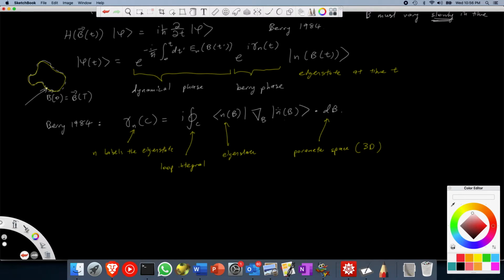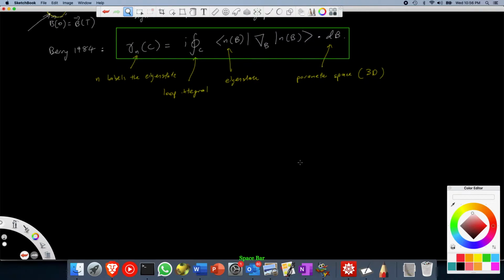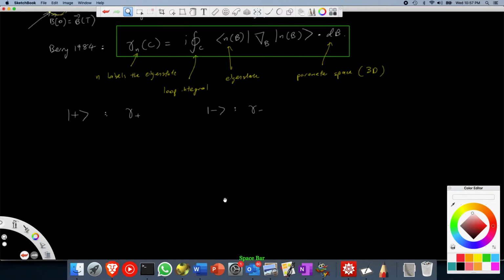So this is the expression for Berry phase. Let me just box it up. We'll refer back to this equation quite often in this video. So let's move on. We can see that the Berry phase is calculated for each eigenstate. For the plus eigenstate there will be a Berry phase, and for the minus eigenstate there will also be a separate Berry phase. They'll be different from each other.